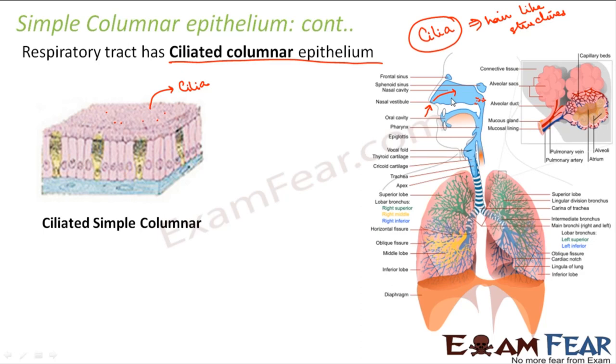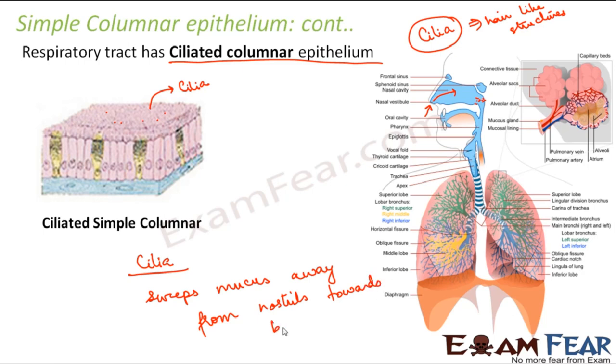So you understand why we have a ciliated columnar epithelium in the respiratory tract, because the cilia play a very specific function. The cilia help to move the mucus. I'll write it here so that it helps you to remember. The purpose of cilia: it sweeps the mucus away from the nostrils towards the back of the throat, right? And what is mucus?